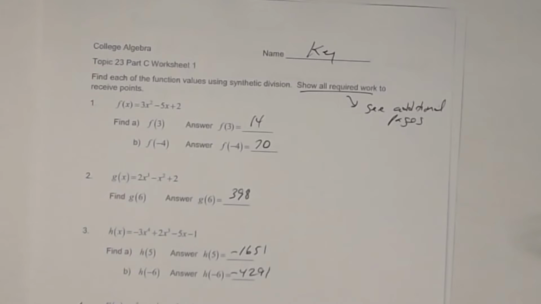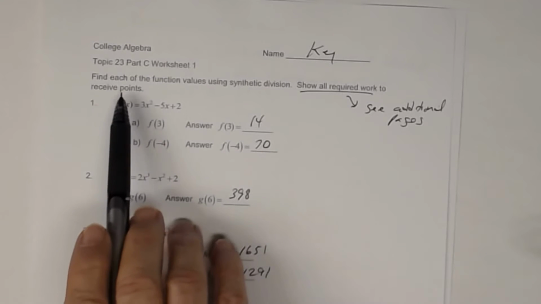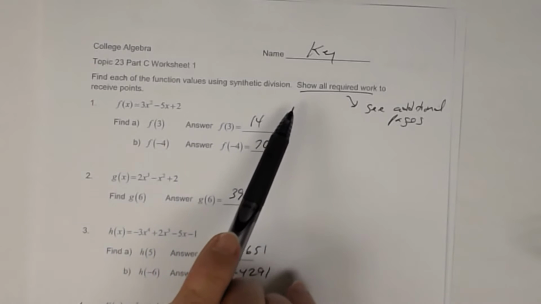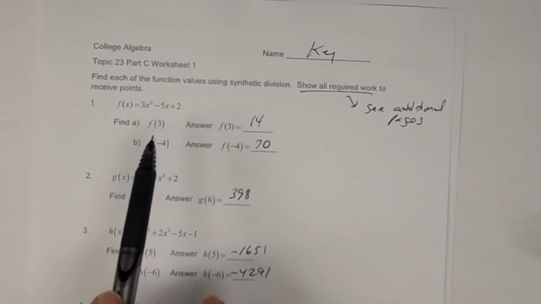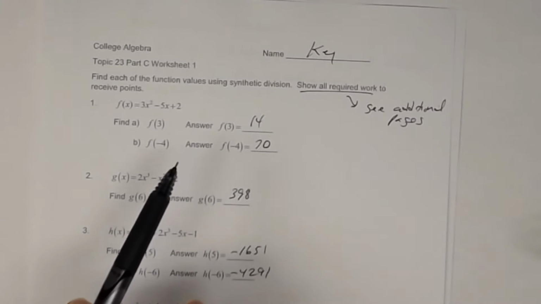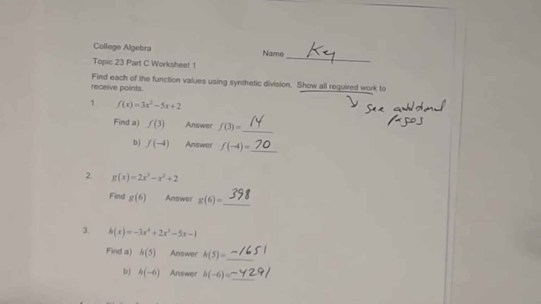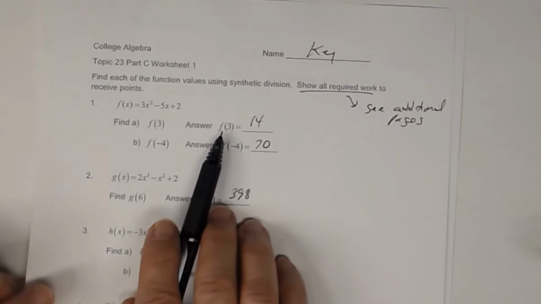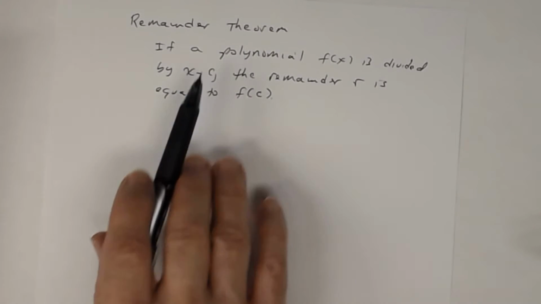This is a key to topic 23, part C, worksheet 1, and in the directions it says find each of the function values using synthetic division, and then it says show all required work to receive points. Now, keep in mind that when you find these function values, you're actually using the remainder theorem.